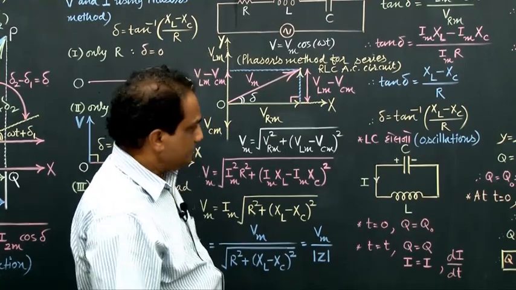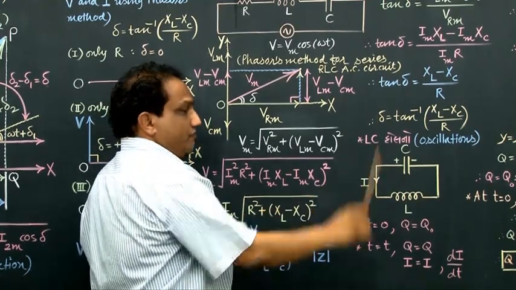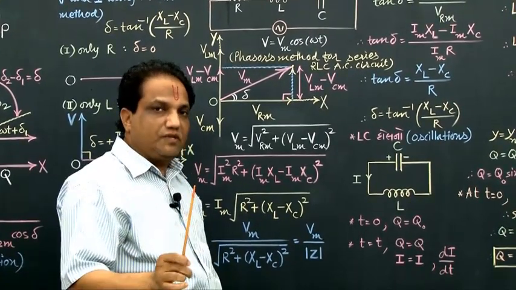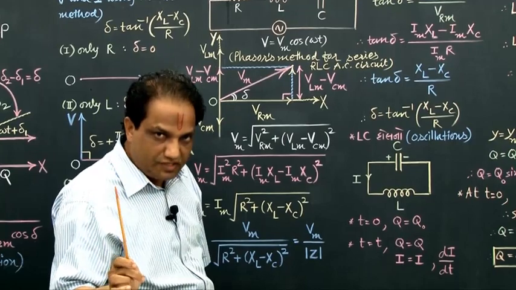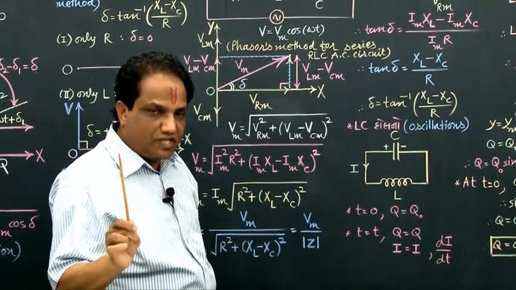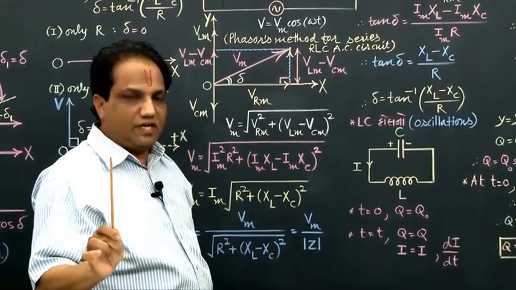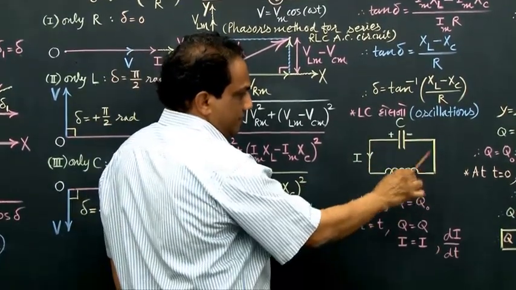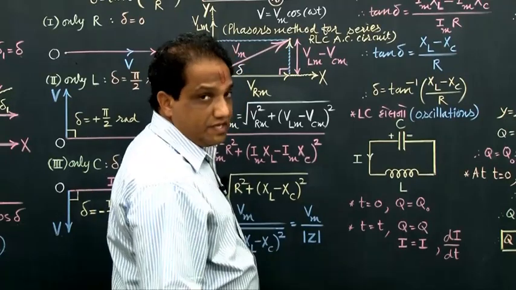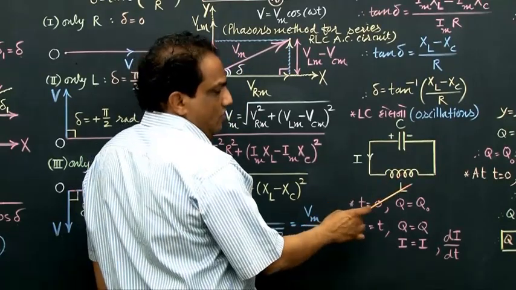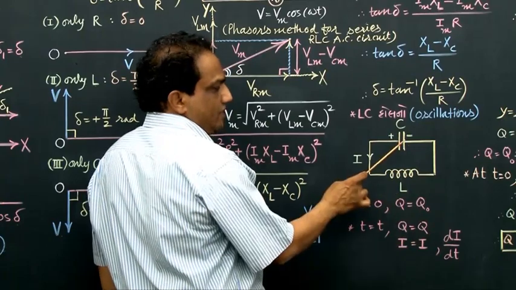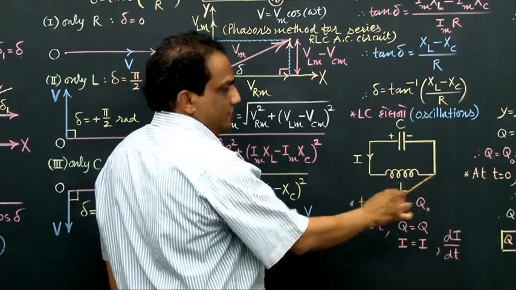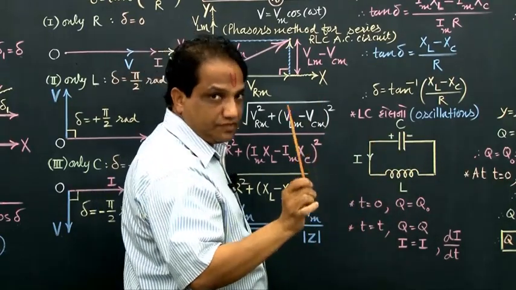Got it? Now we discuss a very important circuit called the LC circuit, or sometimes we call it the parallel LC circuit. Whether you say parallel LC circuit or only LC circuit, it is one and the same. That LC circuit is this. Tell me, what are connected? One inductor of inductance L and one capacitor of capacitance C are connected together. This gives you the LC circuit.